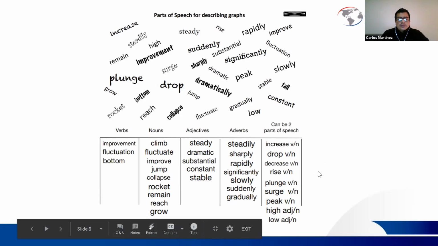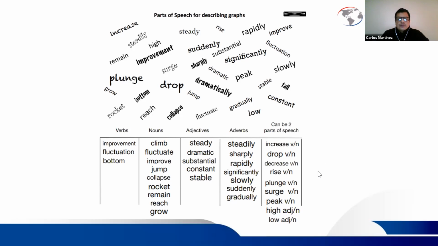So these are some words that we can use when we describe graphs. Okay, because when you see a graph, you interpret it. You tell somebody what it means. Graphs are not just pictures. They tell a story. Okay. They tell a story of how something is moving.